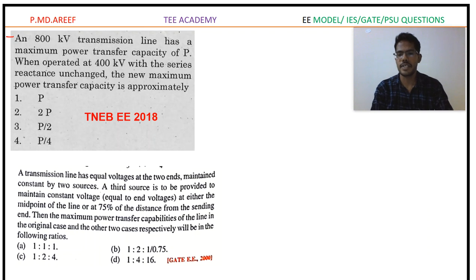Now in this session, we will discuss the important questions asked in the previous GATE and the TNEB examination model questions. Now I am going to discuss a topic of the maximum power transfer capability in the power system. So the general formula for the power is P is equal to EV by X into sine delta. So now based on this formula, we are going to solve a few questions here.